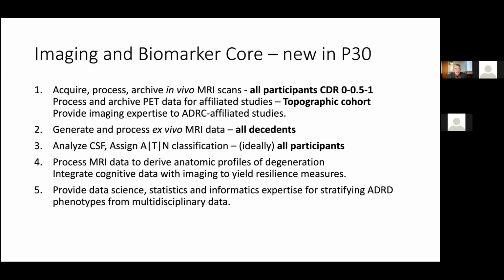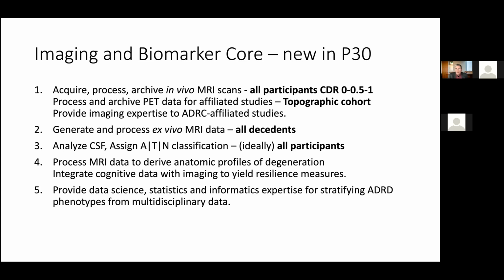So that's basically what the Imaging and Biomarker Core is about. Getting MRI scans from basically all participants in the center who are either normal cognition, mild cognitively impaired, or early or mild dementia. And we're building this sort of topographic cohort, if you will. We're systematically getting ex vivo MRI data in all decedents in the clinical core.